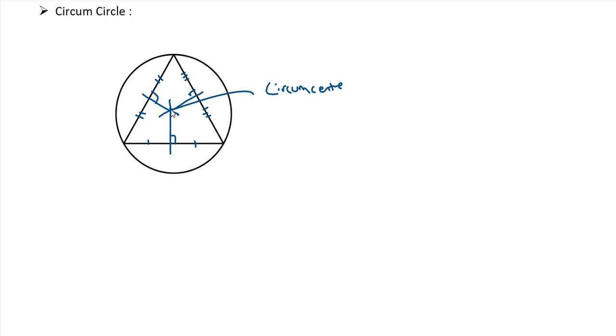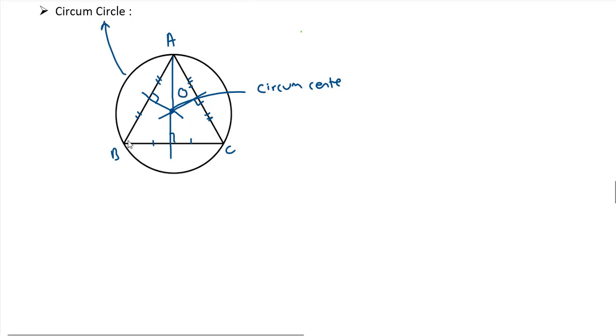With the circumcenter as the center, if you draw a circle, it will pass through all the three vertices of the triangle, and this circle will be called the circumcircle. The radius of this circle will be called the circumradius. Let us name this triangle ABC, and call this circumcenter O.